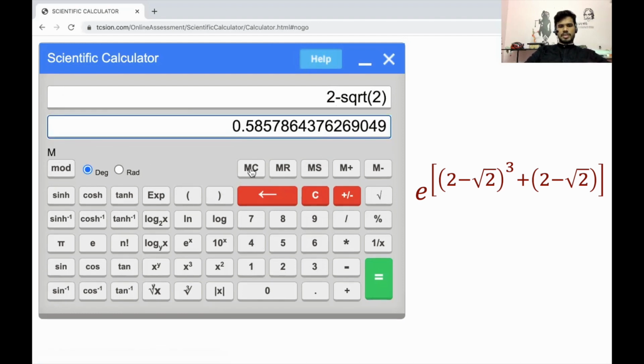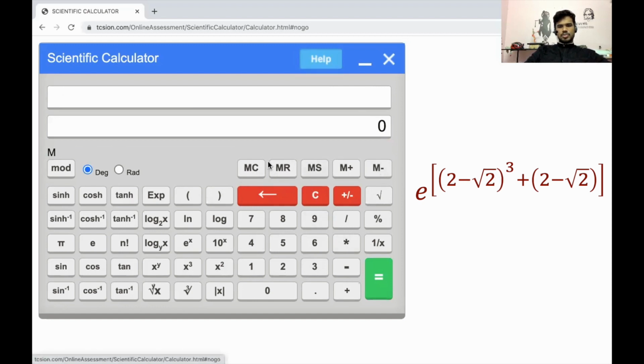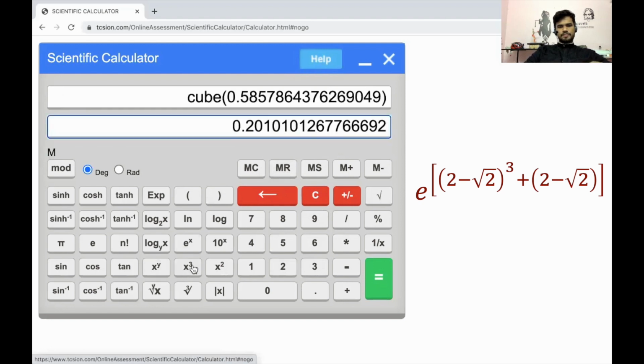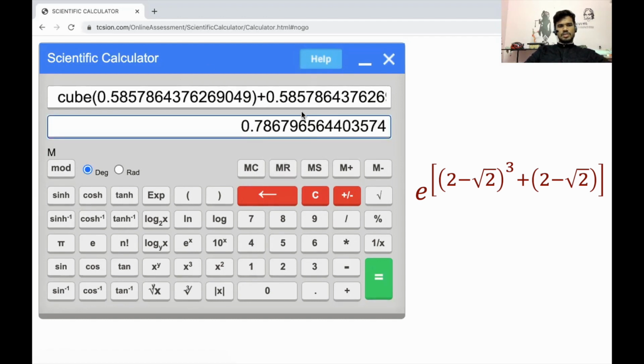Now I want to put this in the memory, save it. Now clear things in this display. Then read that. So 2 minus root 2 power cube, read from memory, cube of that. Then again 2 minus root 2. We just read from the memory, MR. So we got all the terms in the power of e.